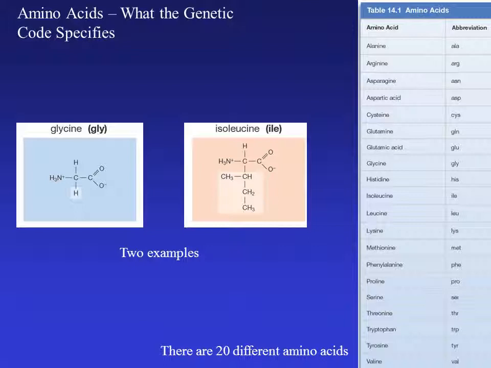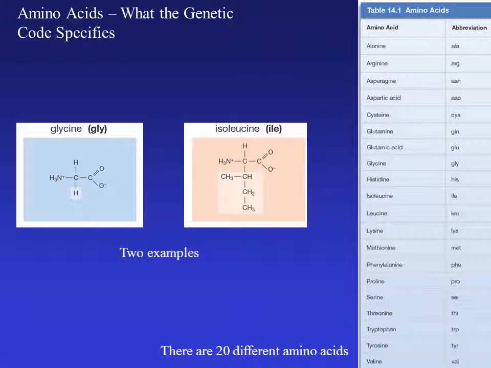Then the carbon, remember, carbon can take 4 things it can attach to, and that's one reason it is the structure of all living things. Then we have a hydrogen attached to it, and then we have an arm. And that arm, which is highlighted on both of these examples, glycine and isoleucine, is what makes an amino acid unique. And there are 20 different unique amino acids, meaning that arm is unique with the 20 different amino acids.